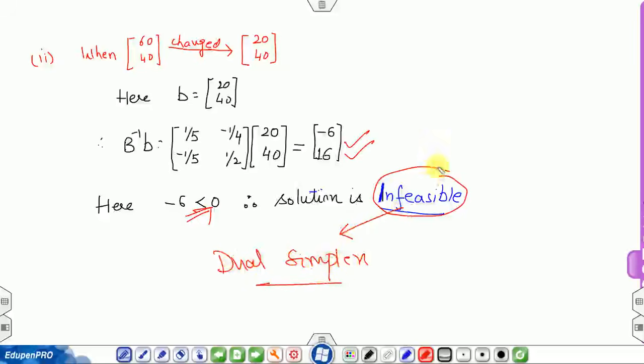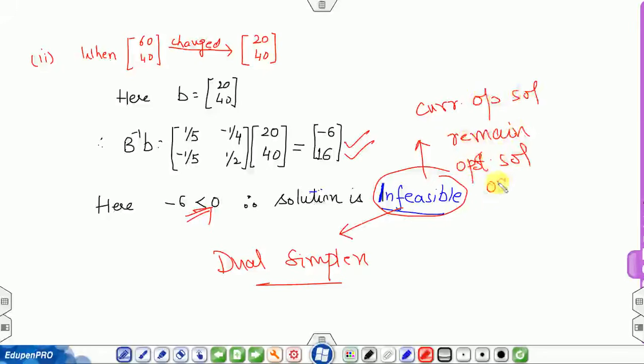Moreover, when the solution becomes infeasible, does the current optimal solution remain optimal or not? What will happen, students? The current optimal solution does not remain the optimal solution because the feasibility is disturbed. So when you replace the right hand side of the constraints with 20-40, the current solution is not optimal. So now you can apply the dual-simplex method.